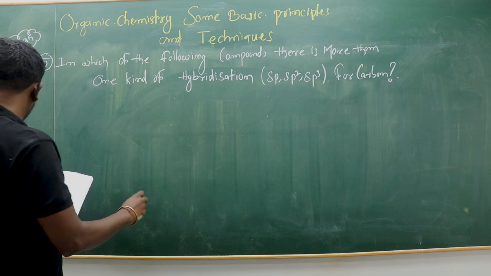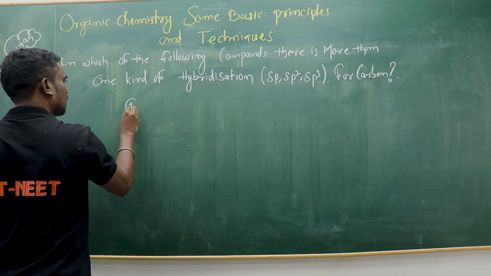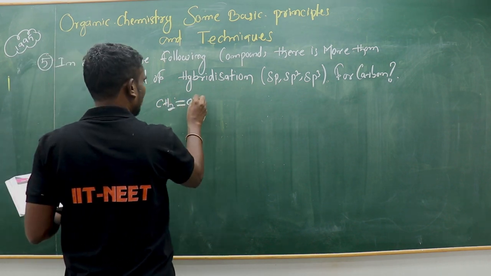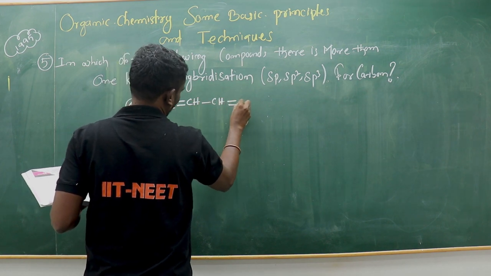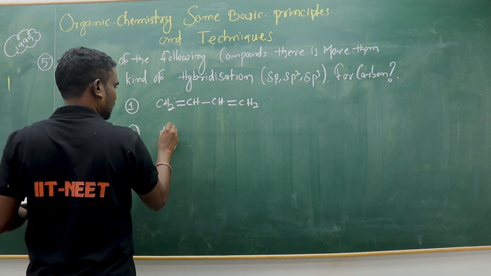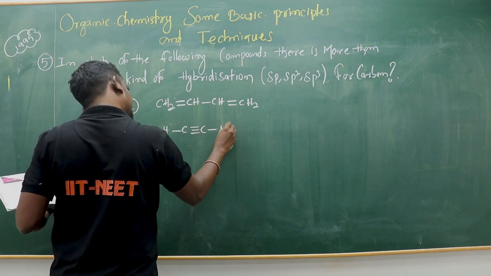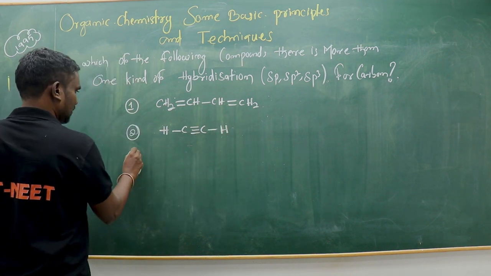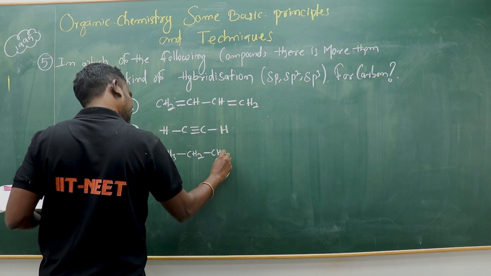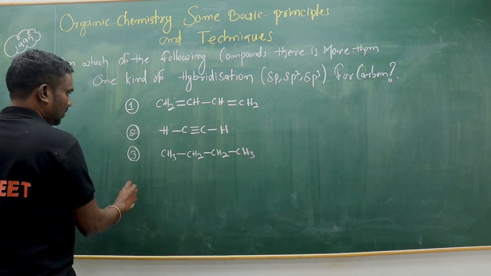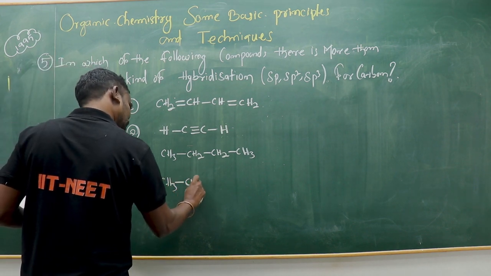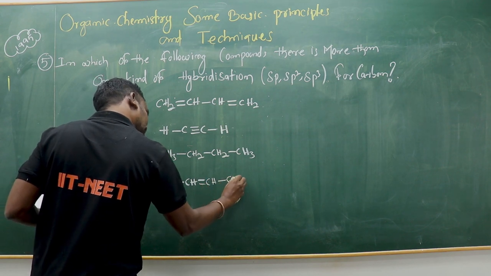First option, CH2 double bond CH2. Second option, C triple bond CH. Third option, CH3, CH2, CH3. Fourth option, CH3, CH double bond CH3.